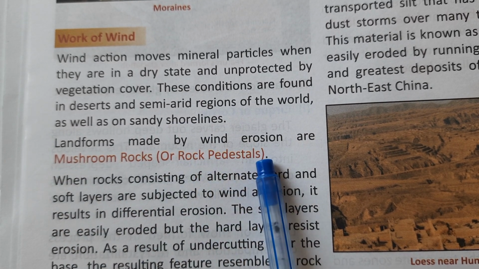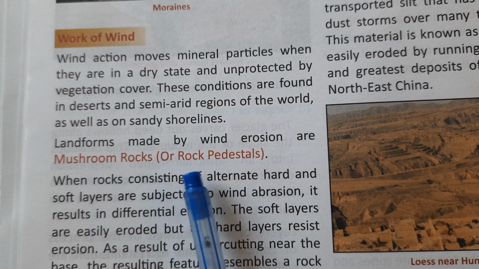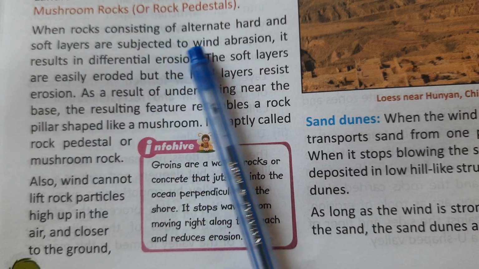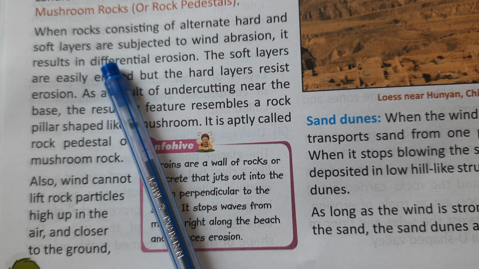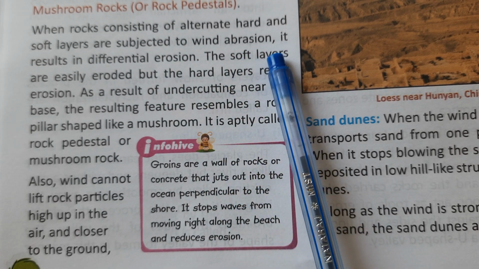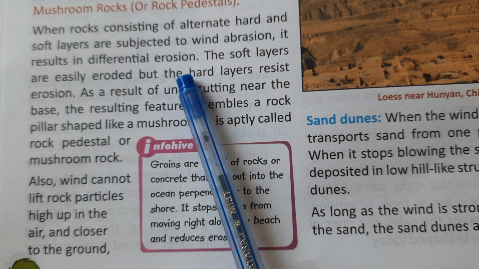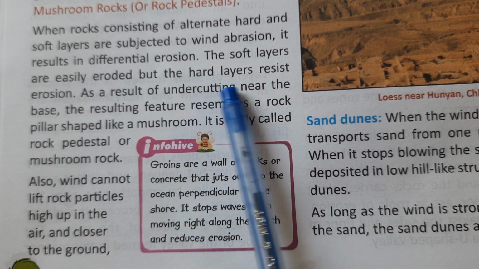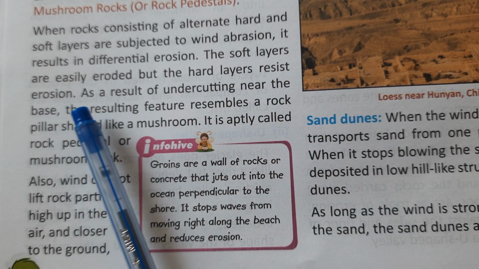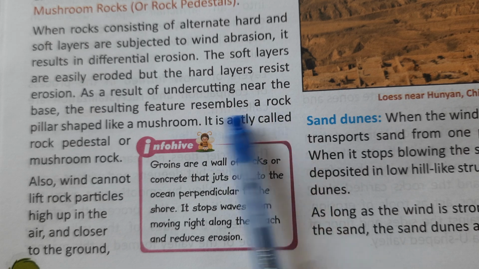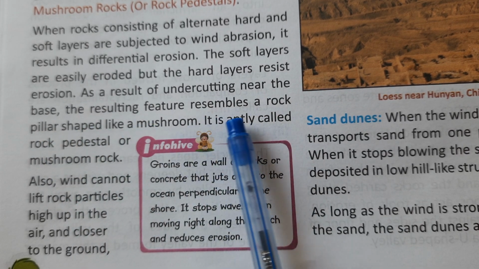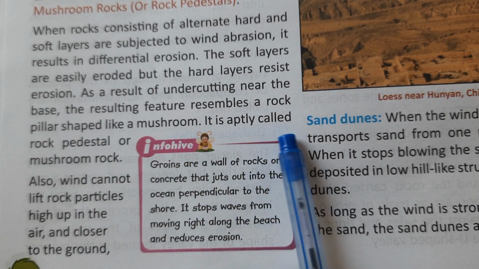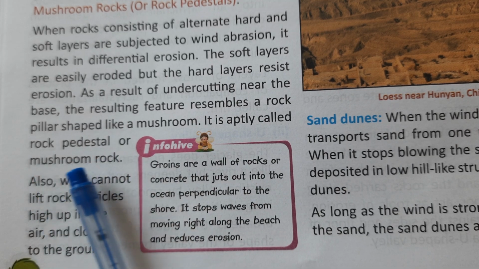Landforms made by wind erosion are mushroom rocks or rock pedestals. When rocks consisting of alternate hard and soft layers are subjected to wind abrasion, it results in differential erosion. The soft layers are easily eroded, but the hard layers resist erosion. As a result of undercutting near the base, the resulting feature resembles a rock pillar shaped like a mushroom. It is aptly called rock pedestal or mushroom rock.